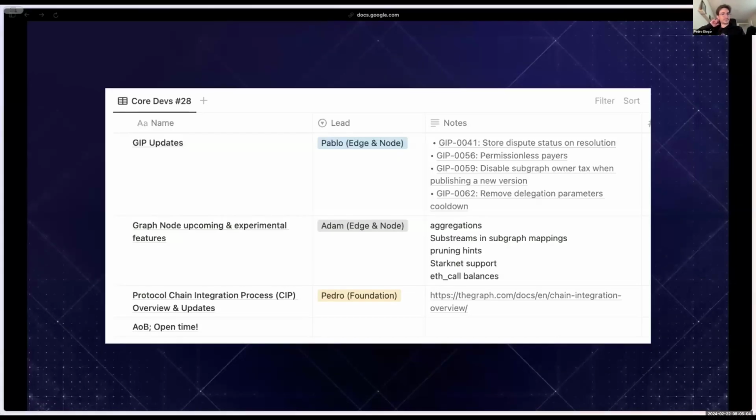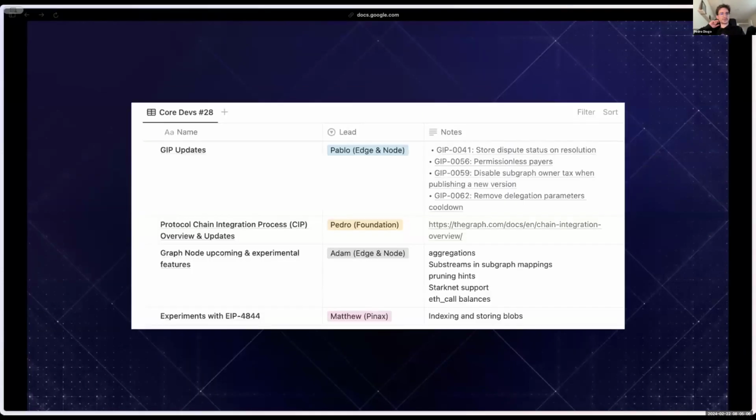So today's agenda, oh, wait a minute. Yes, this is the right one.